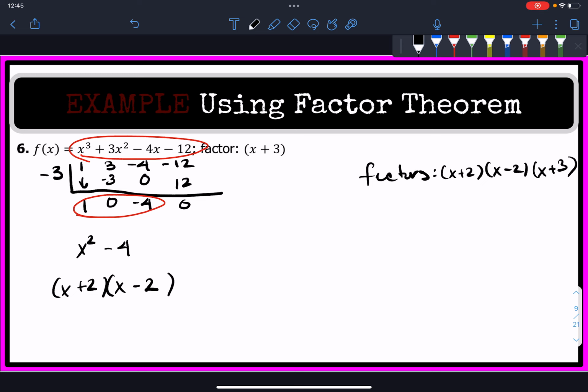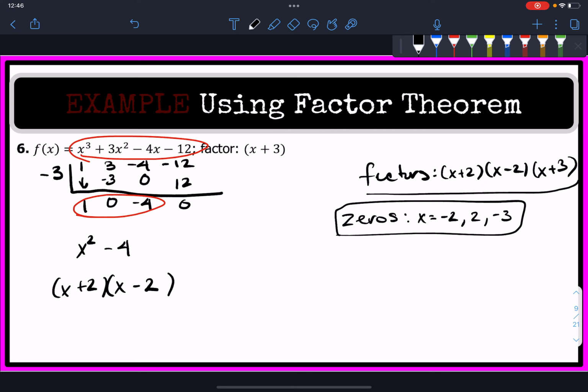And because we know the factors, then we know our zeros. Our zeros are going to be what makes each one of these factors equal to 0. In order to make this equal to 0, x would have to equal negative 2. In order to make this equal to 0, x would have to equal positive 2. And in order to make the last factor equal to 0, our value of x would have to be negative 3. So here are our zeros, and here are our factors.